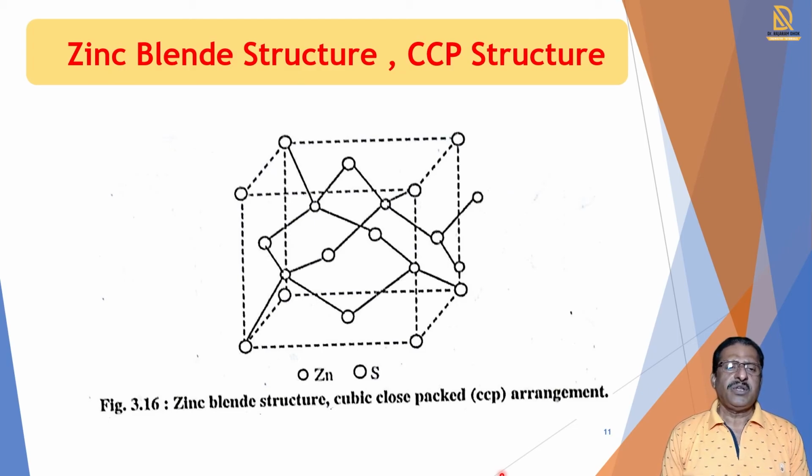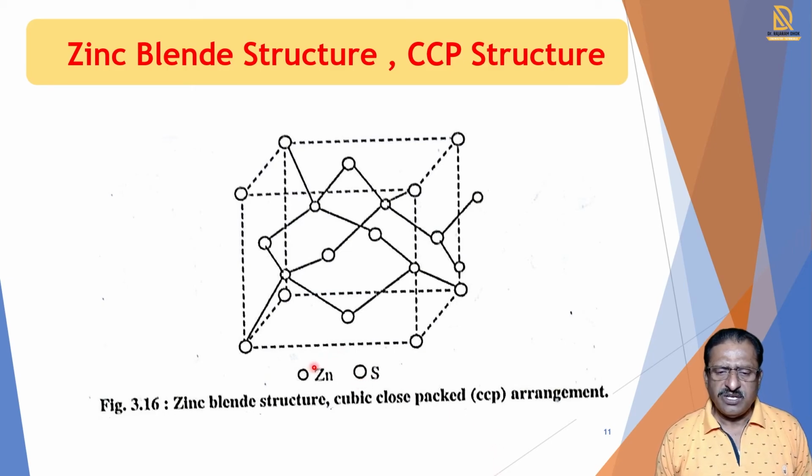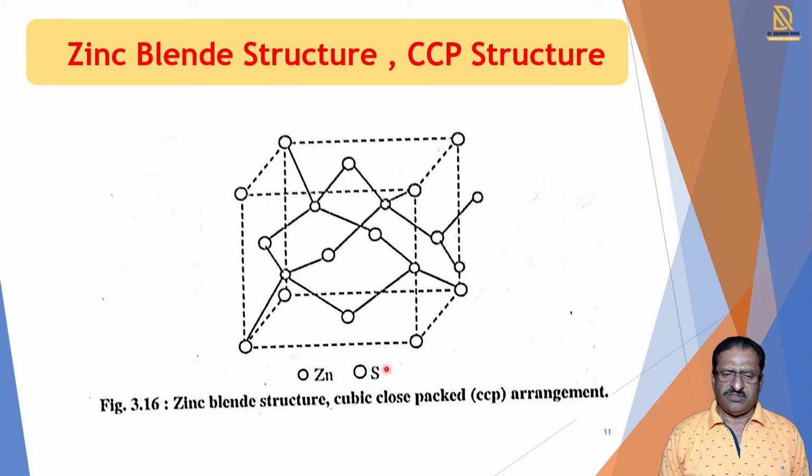Now, third example, zinc blende structure, that is CCP structure. So this is the shape of this. So smaller size ion is zinc and larger size ion is S. Now see, this smaller size ions, when attached with larger size ions, then one smaller size ion is surrounded by four other ions or sulfur ions, and this is continued, or this is vice versa. The arrangement of this CCP structure is observed, and all the ions finally form cubical structure.